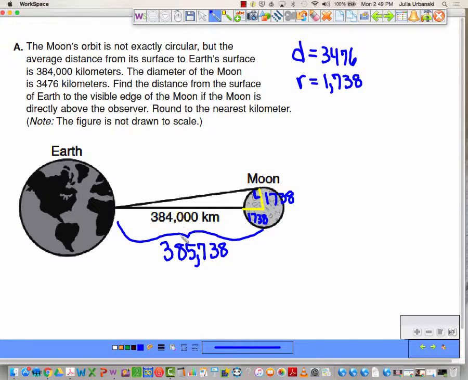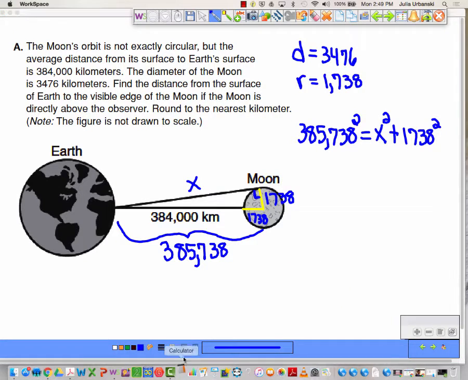Okay, so now if you look at this like a triangle, this is our unknown right here, and think about where the hypotenuse is. Here's the right angle. The hypotenuse is the side across from that. So that's this number right here. 385,738 is the hypotenuse, so we square that. Hypotenuse squared equals the other two sides, the sum of them squared. So we have this side, x squared, plus this side, 1738 squared, and that's what we're going to have to solve. All right, it's a lot of numbers to write down, so I'm just going to do it all in the calculator.